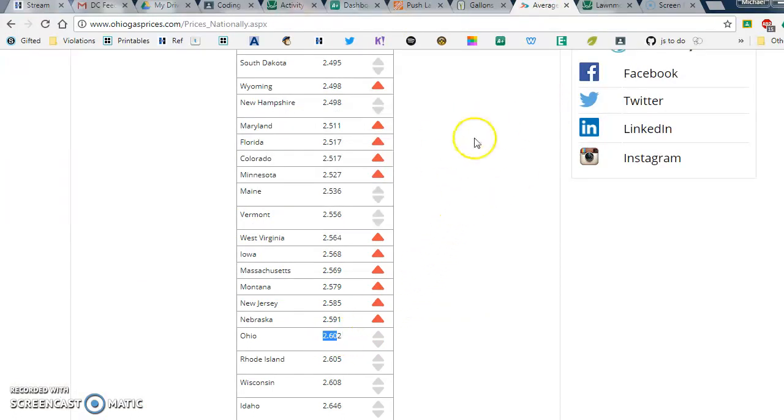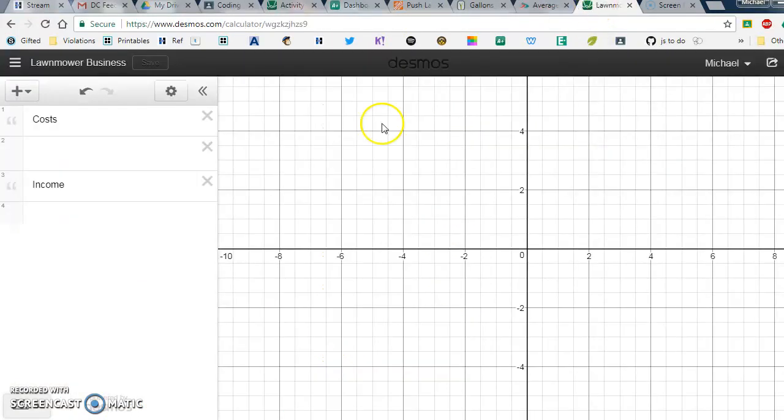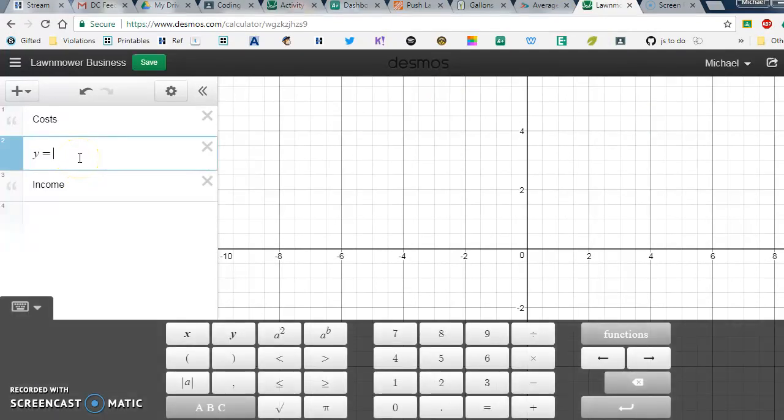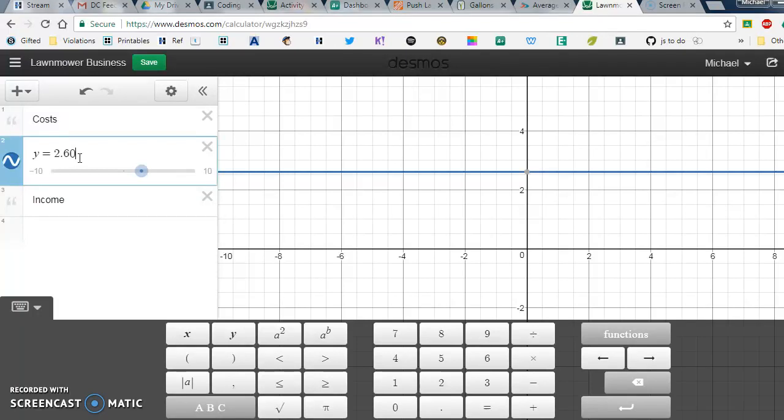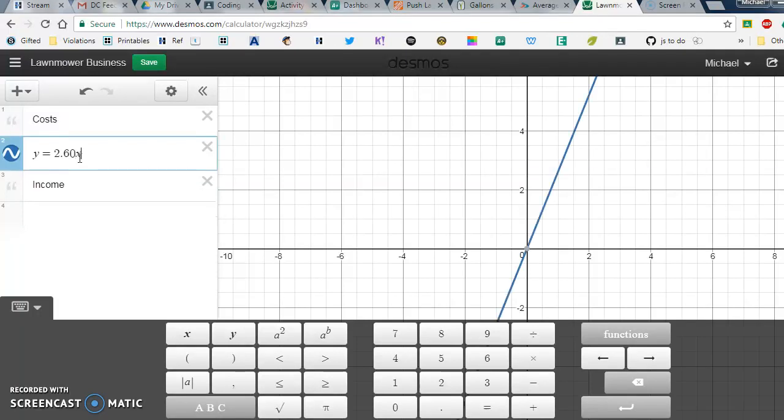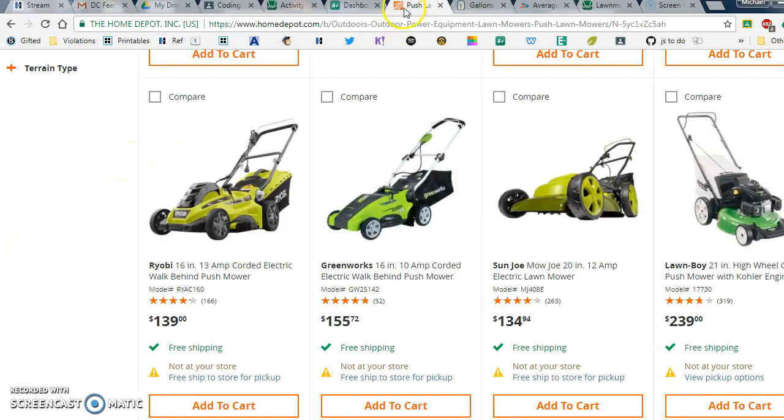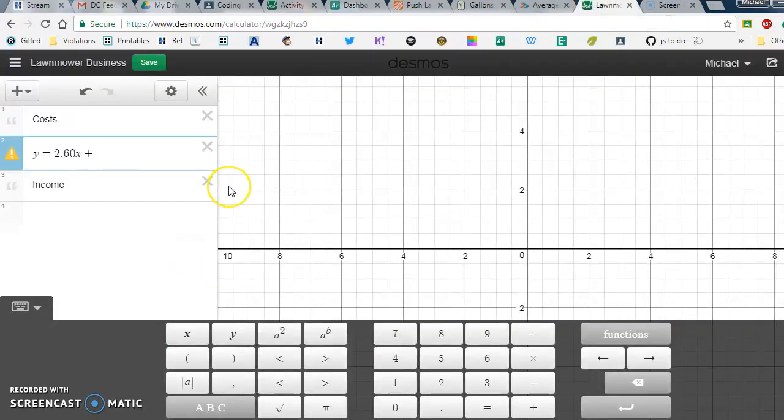So if I do a little math there, that's my cost. It's going to be $2.60 per acre, because I'm going to have to use an entire gallon of gas just to cut 1 acre. And then, of course, I have to add that to the price of my lawnmower, which is $239. That probably doesn't include tax, but just for simplicity's sake, we'll go with that.